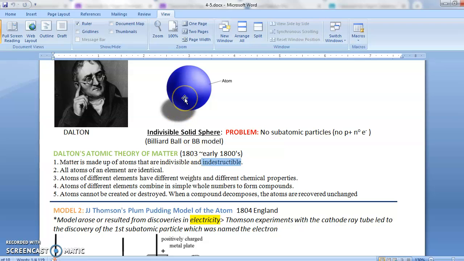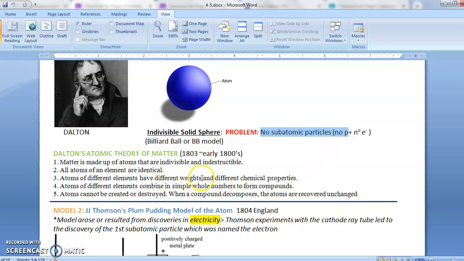Well, we know that atoms actually can be destroyed in nuclear reactions. We know that the matter in an atom can be converted to energy in nuclear reactions. So that part is mostly true. And atoms can be divided in nuclear reactions, not in chemical reactions. Atoms of a given element are identical. Well, we already mentioned that there are isotopes present. They're not identical. They do have the same number of protons, but Dalton knew nothing about protons, neutrons, and electrons.